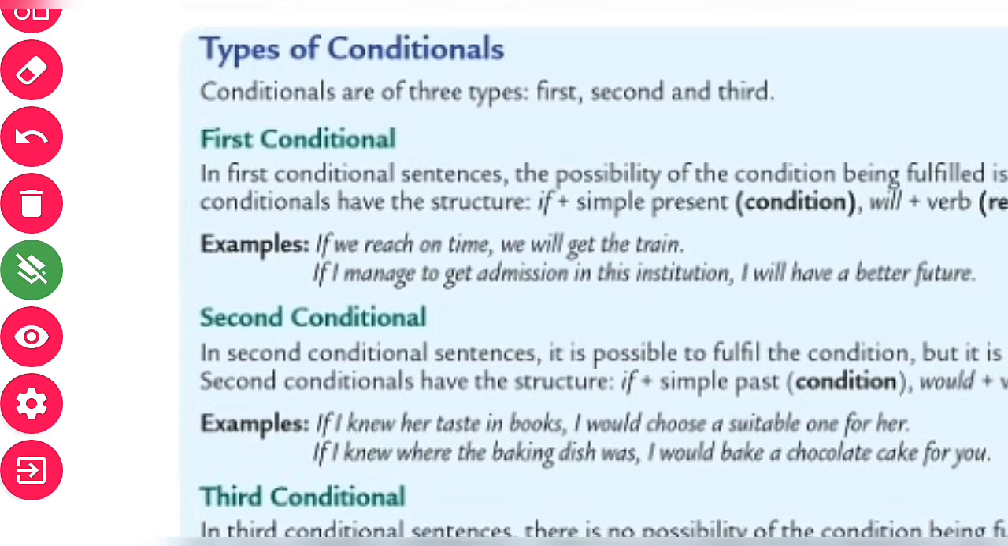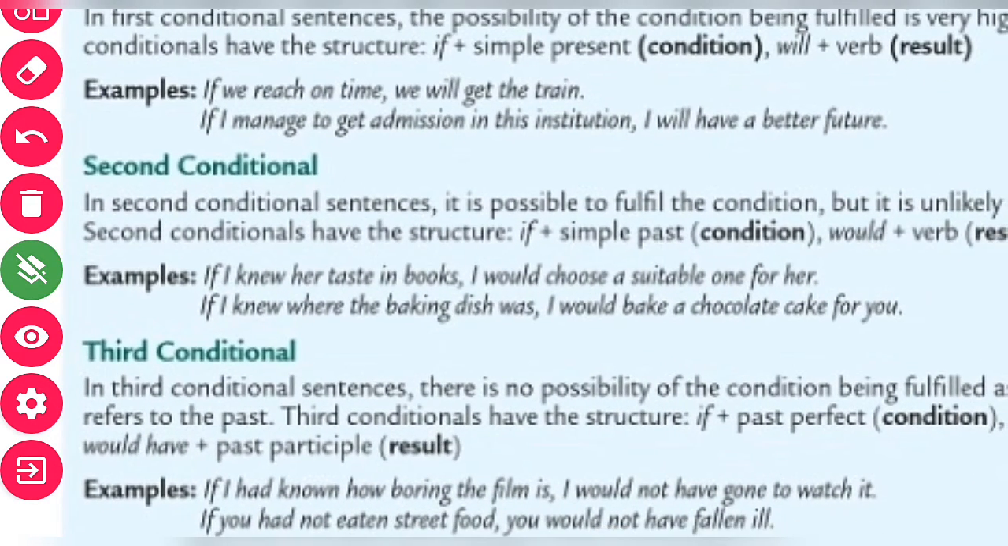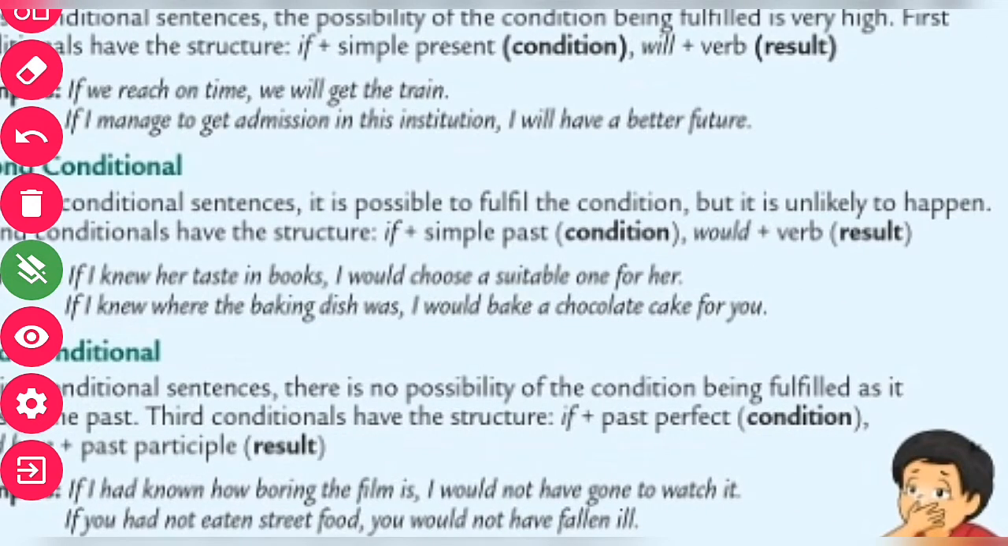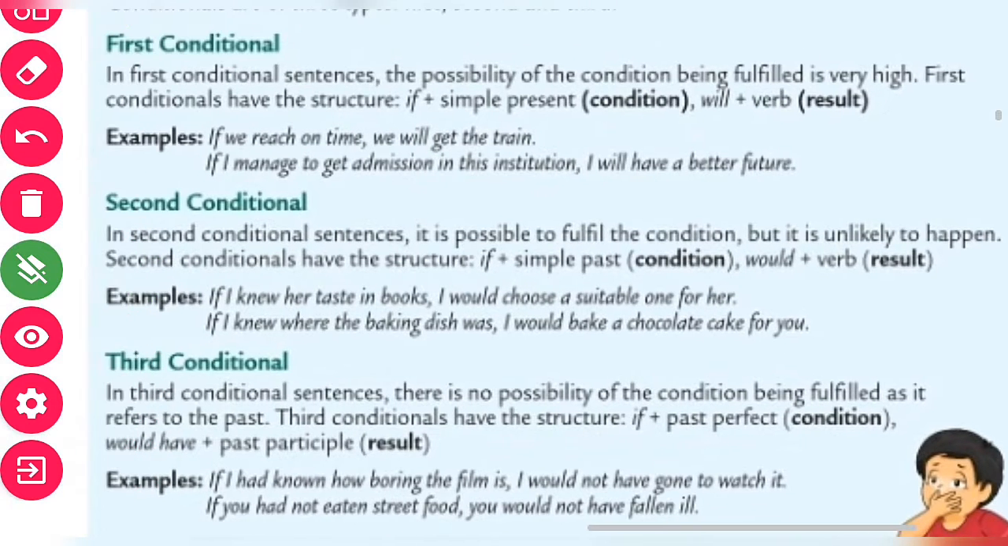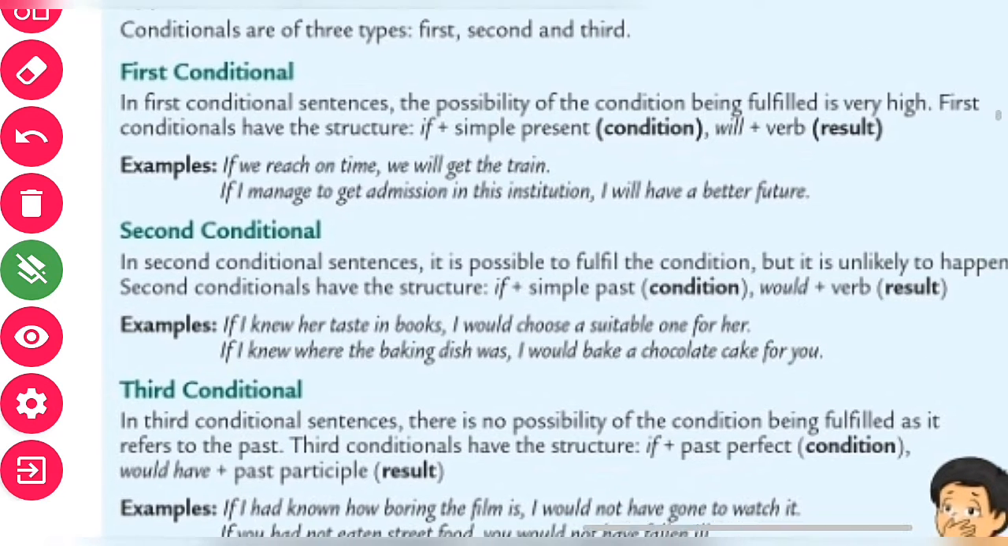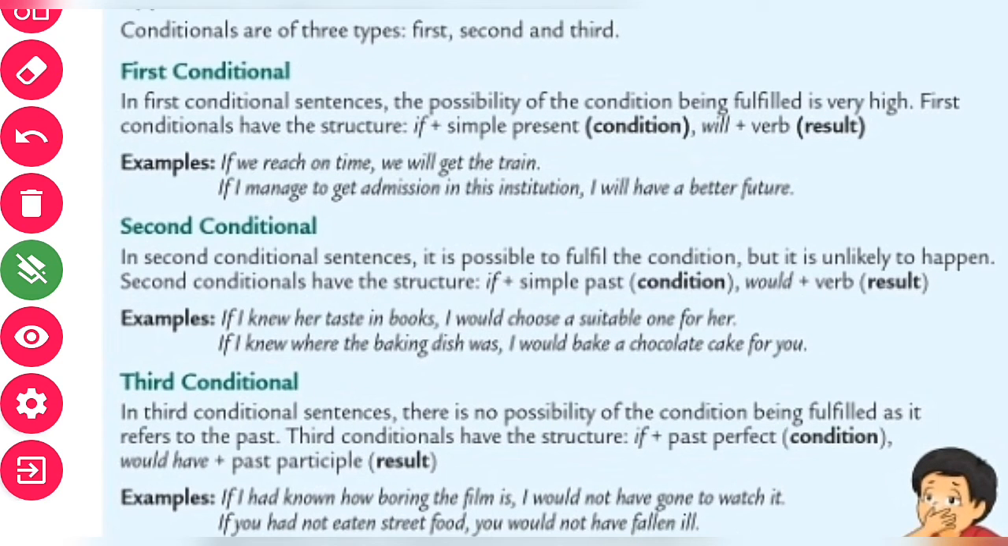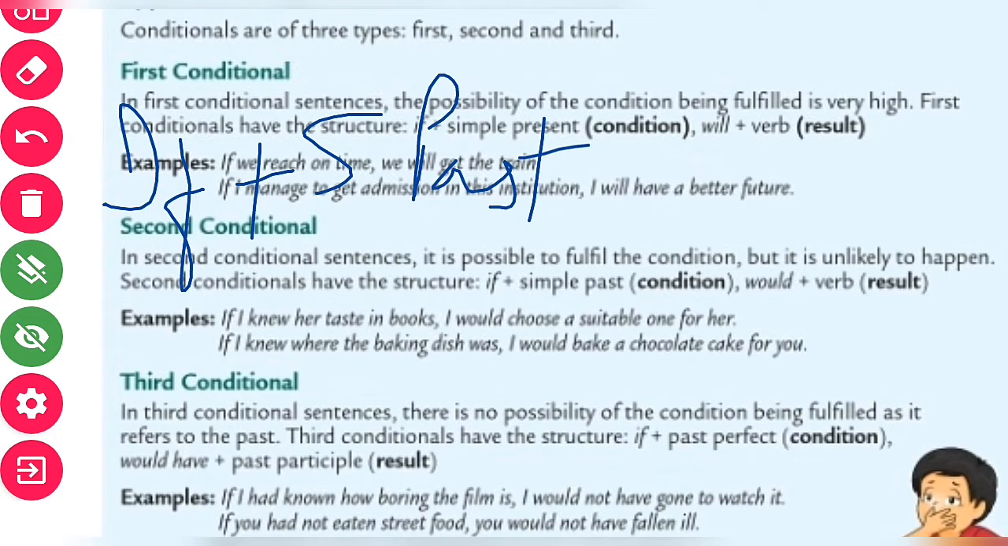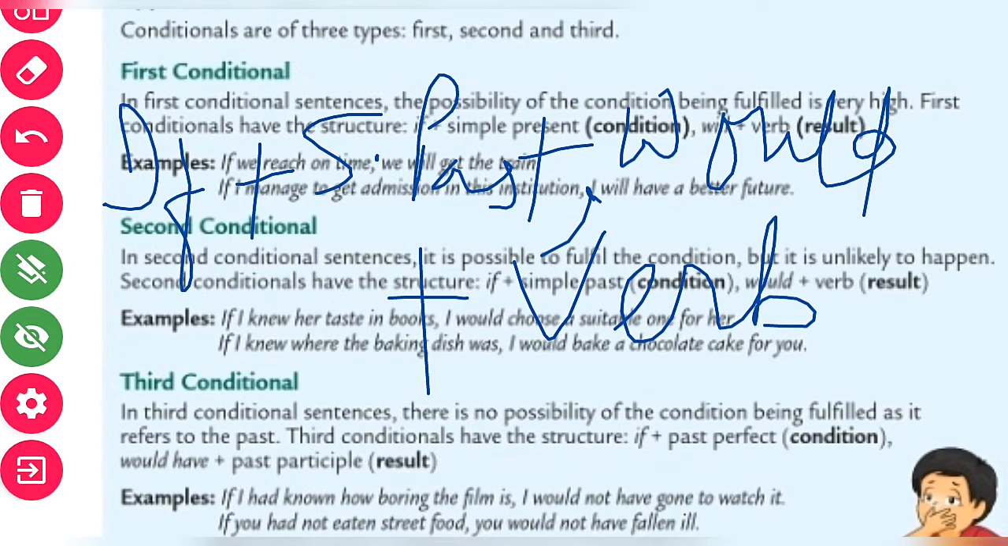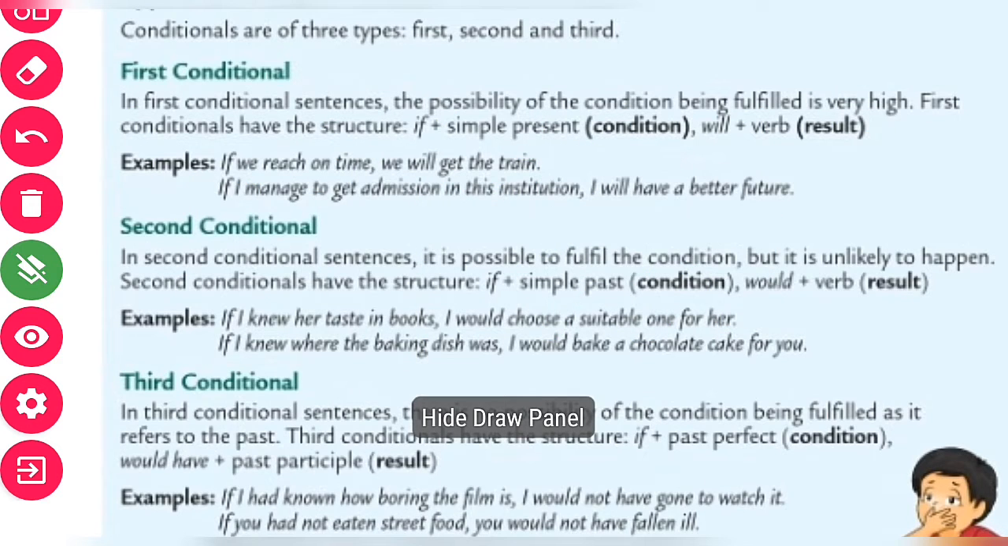In second conditional clauses, it is possible to fulfill the condition but unlikely to happen. Less chance to be true. So in the first conditional the chances are very high. Here the condition is somewhat possible but unlikely to happen. What is the structure of this conditional clause? First of all if, then after that simple past, that is the conditional clause. After that a comma, then would plus verb, first form. See, if I knew her taste in books, if plus simple past, I would choose, would plus first form of the verb. Okay, so the structure is clear.